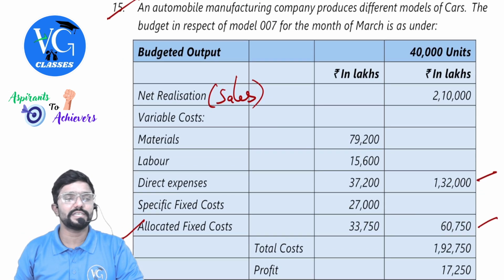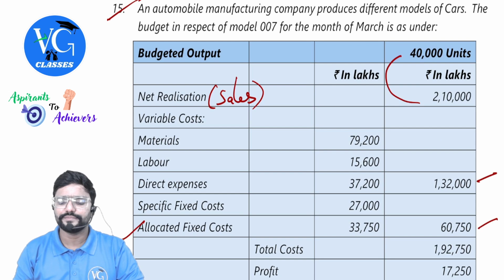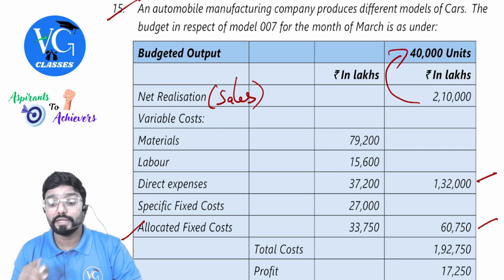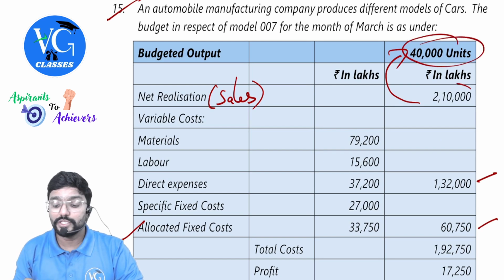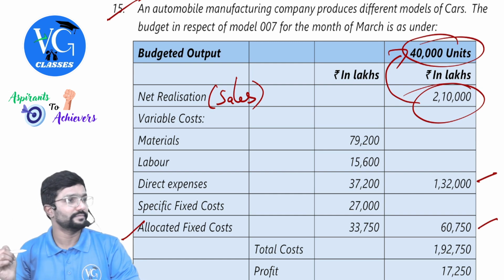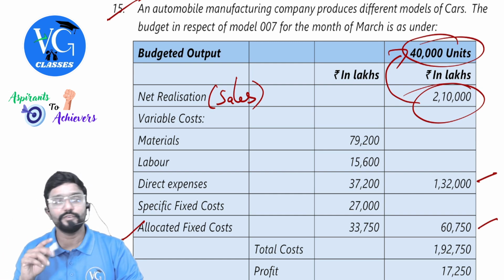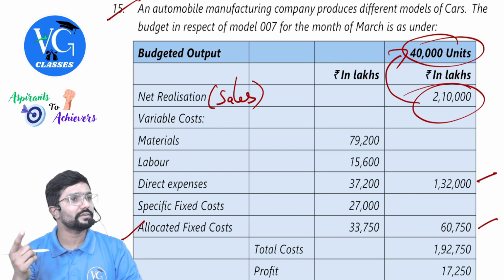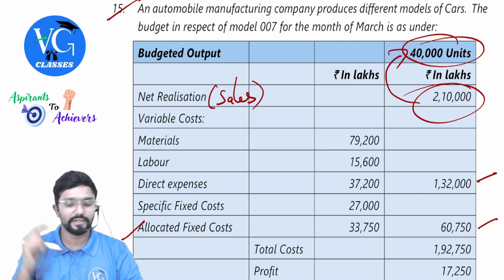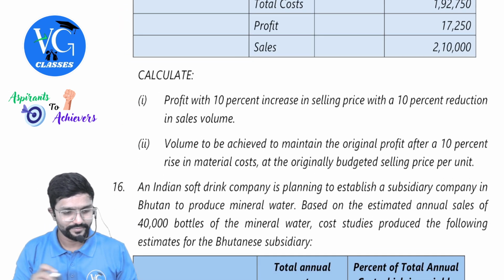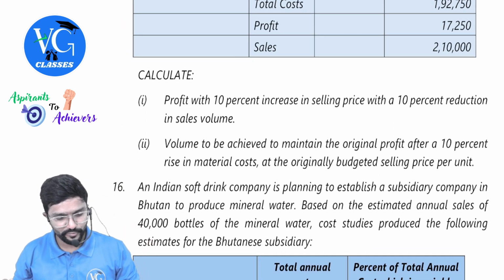Whatever is the originally budgeted selling price, okay, how do we get it? Divide each. Please be careful. 40,000 units. So this is 2 lakh 10,000 lakhs. Please be careful. If you do simply 2 lakh 10,000 divided by 40,000, then what number you will get? That is different. So we'll move to the solution.